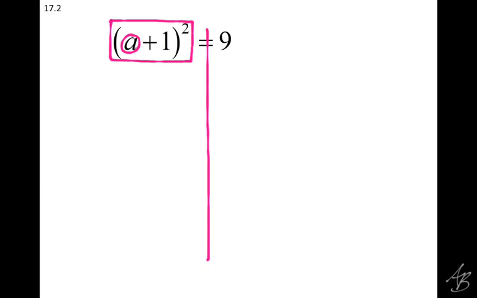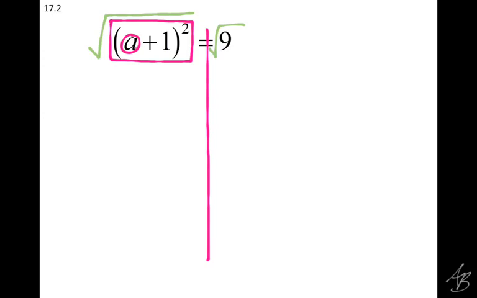Is there anything outside of the box that we need to get rid of before we can get rid of the square? No. So we're just going to move straight to getting rid of the square. And how do we get rid of a square? We take the square root. So the opposite of a square is a square root. So we're going to take the square root on both sides of the equal sign.